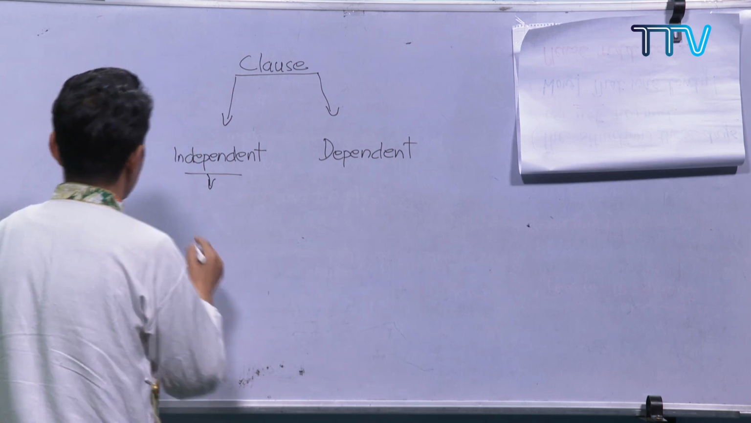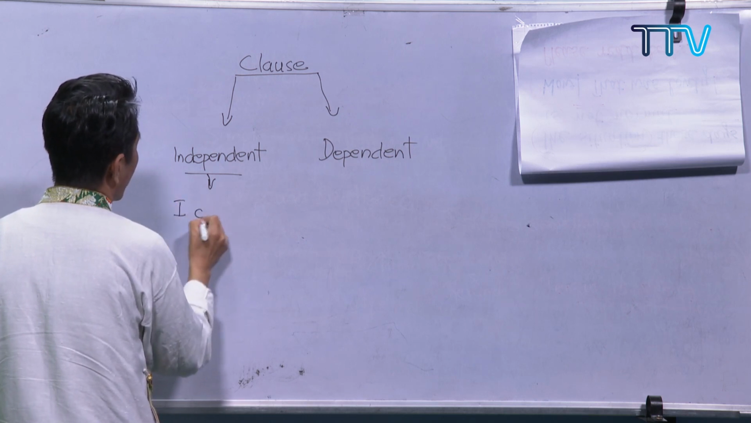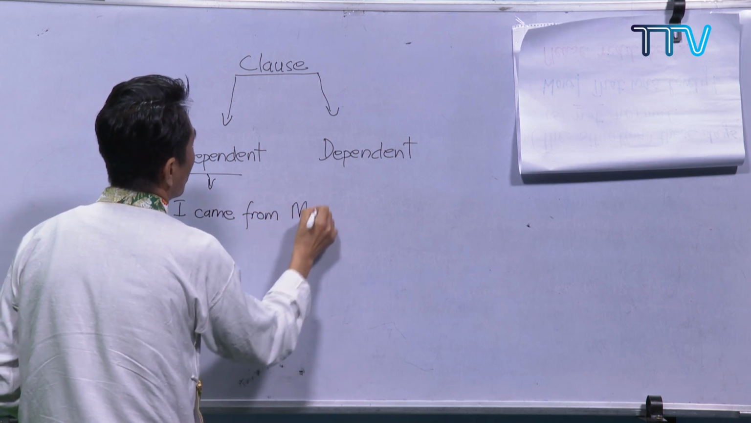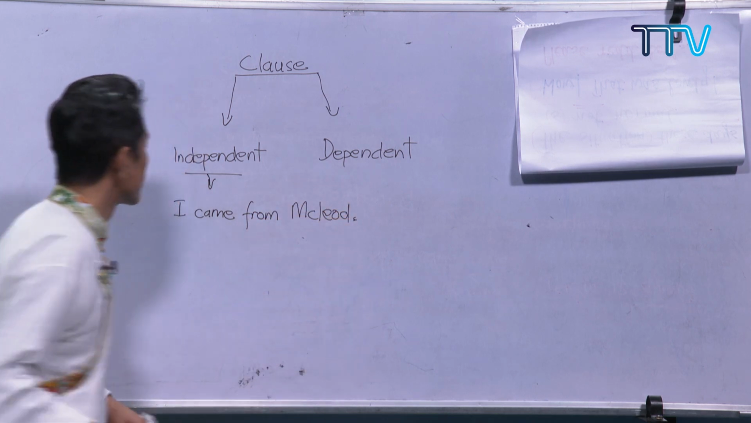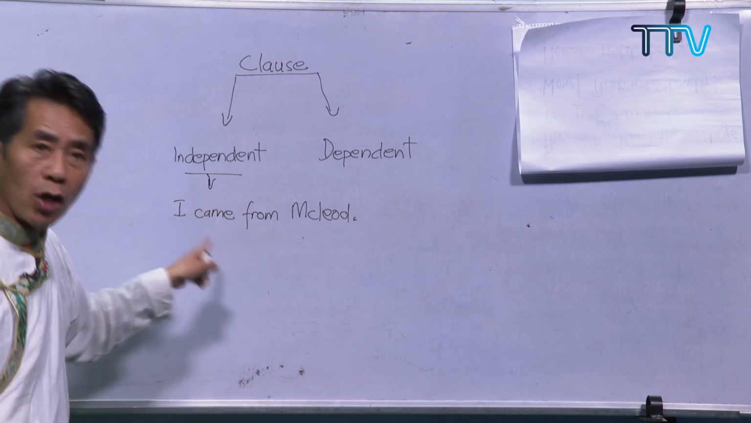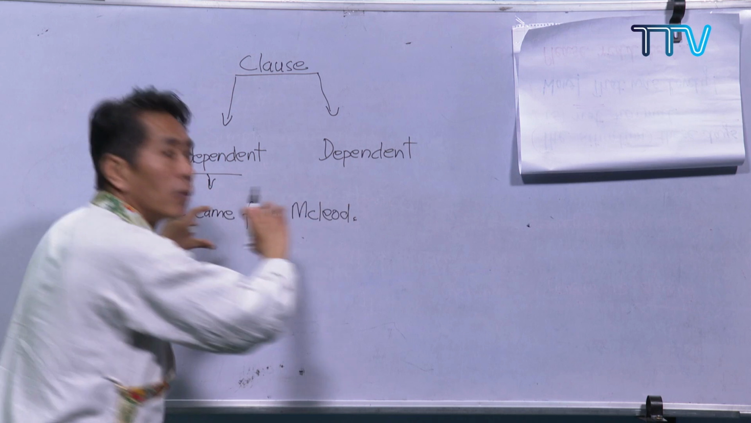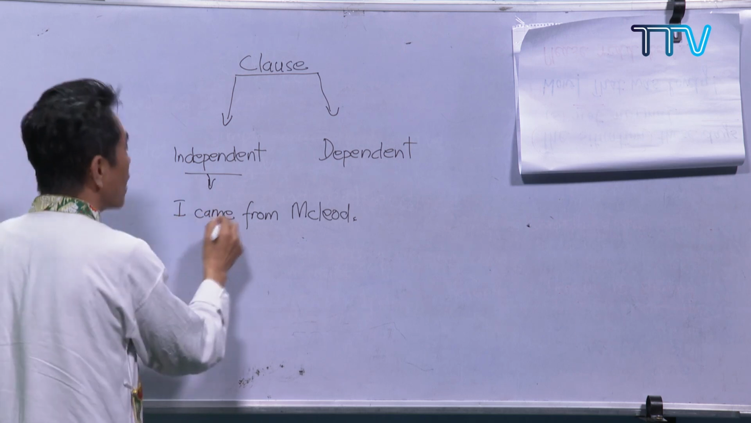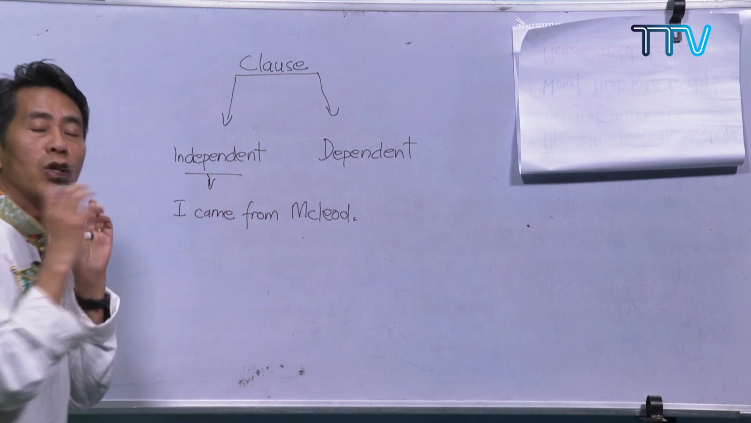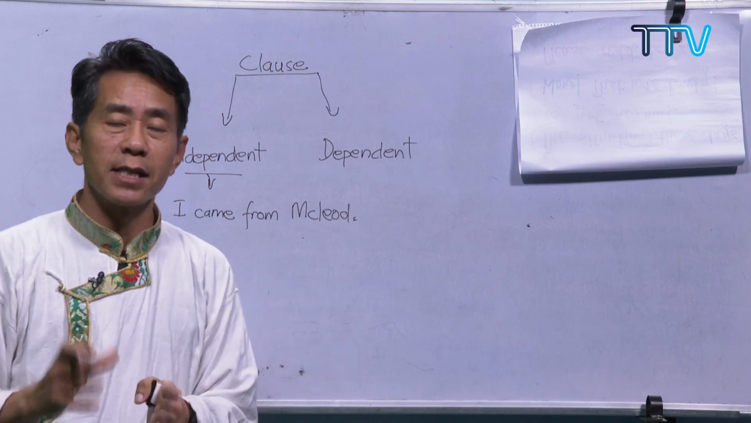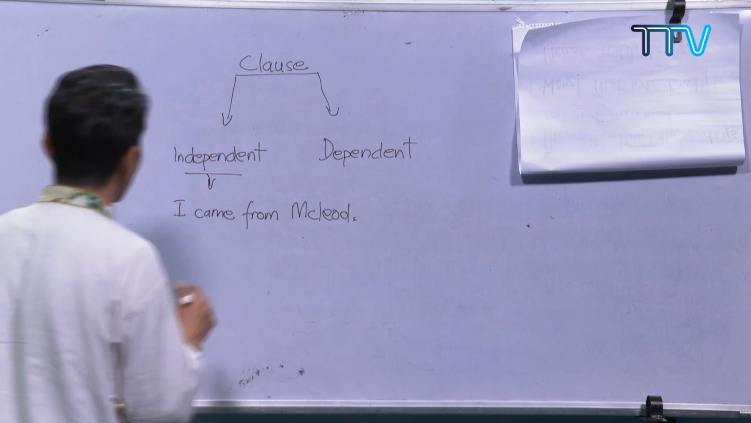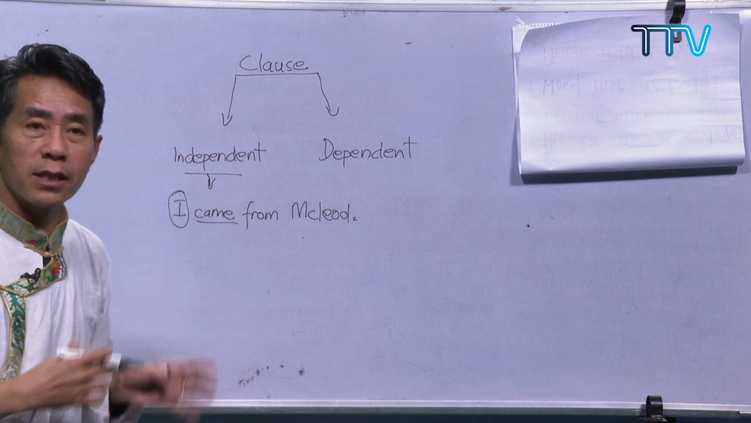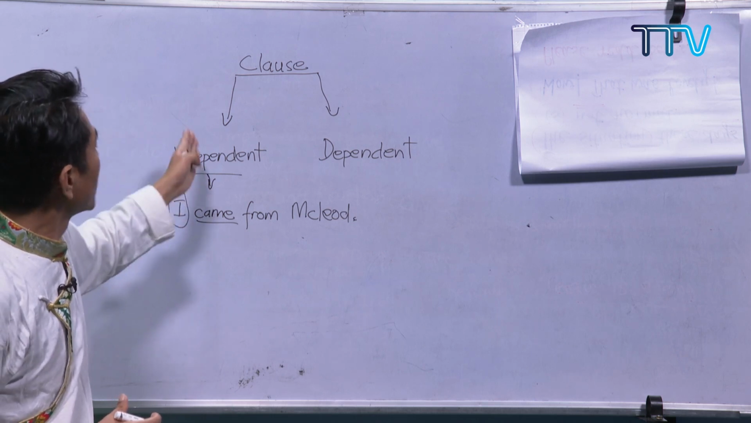So, the sentence I came from McLeod. This is a sentence, and this is a clause. Why is this a clause? It's a group of words. Let us see whether this follows the definition of a clause. A clause is a group of words which has a subject and a verb. So, let us see. I came. This is a subject, and this is a verb. I came. So, this is a clause. And clauses are of two types, independent and dependent.